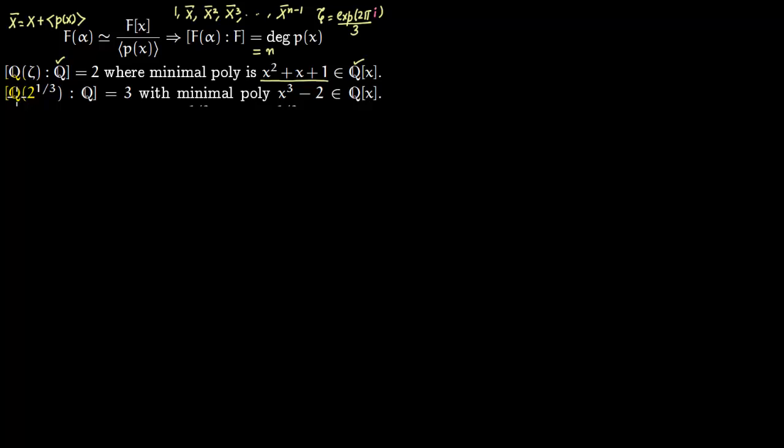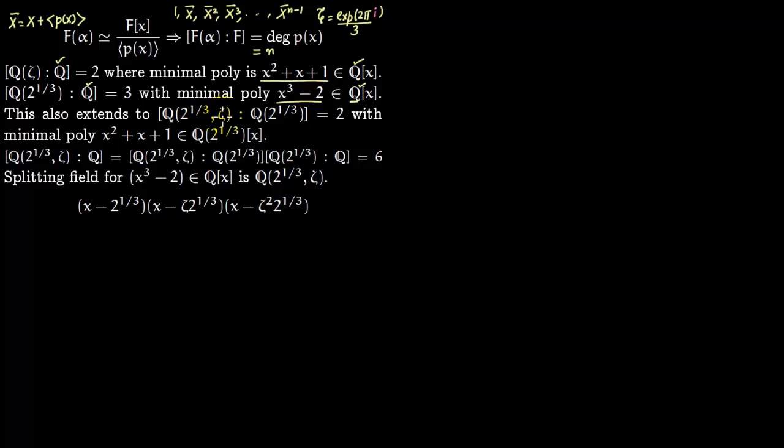So now consider another extension like this. You adjoin 2^(1/3) to rationals. So the degree of this extension over rationals is 3. So we have this minimal polynomial x cube minus 2 over rationals. So again, notice rationals here and rationals here. So we can extend this argument to here, that is rationals adjoin zeta to it and 2^(1/3). The degree of this over rationals adjoined with 2^(1/3) is 2.